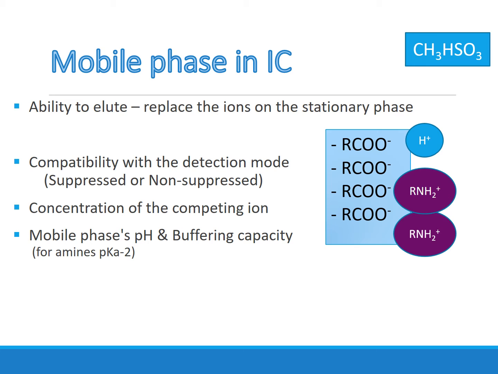We also have to look at pH and buffering capacity. In this case, we want the amines to have charge. Therefore, we have to look at their pKa and work 2 units lower than the pKa. There are additional considerations for mobile phases. Mobile phases may use some complexation agent, and they also can use additional organic modifiers.